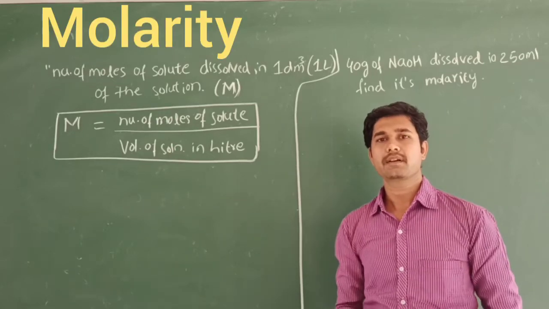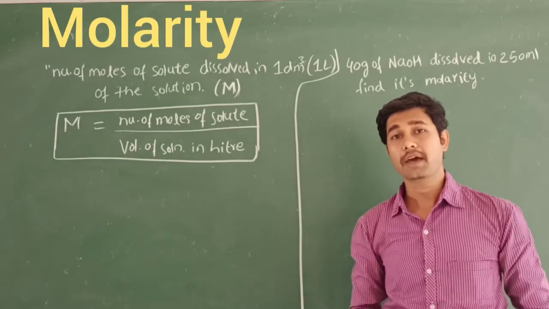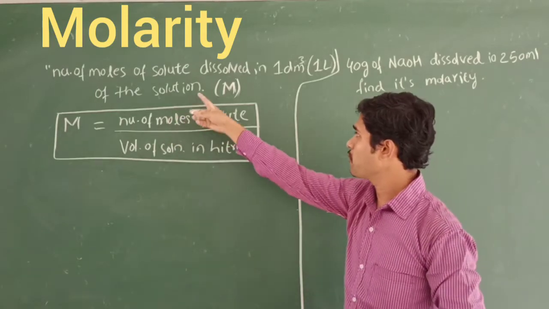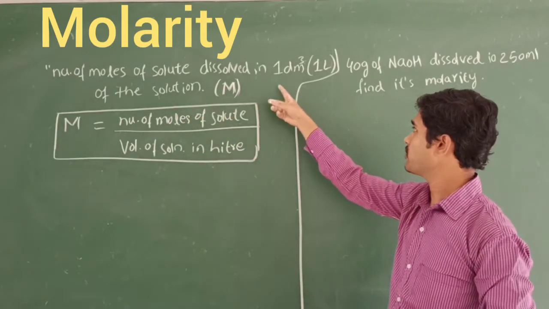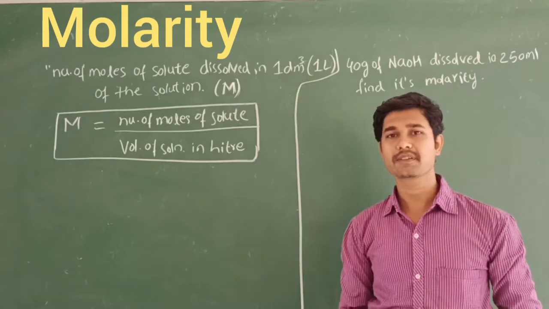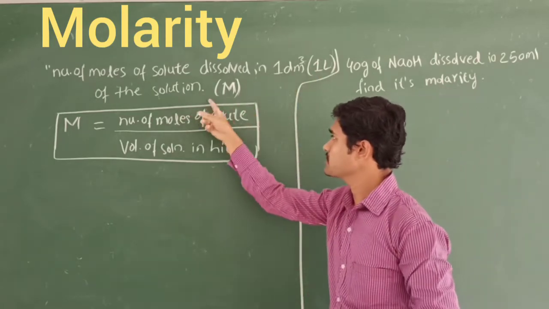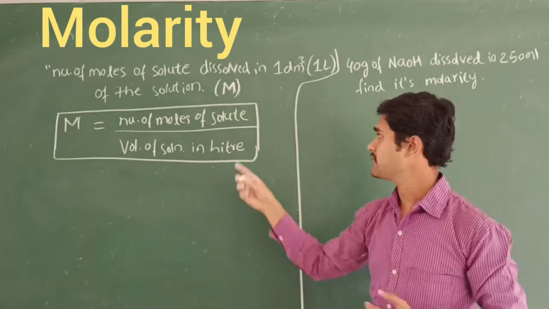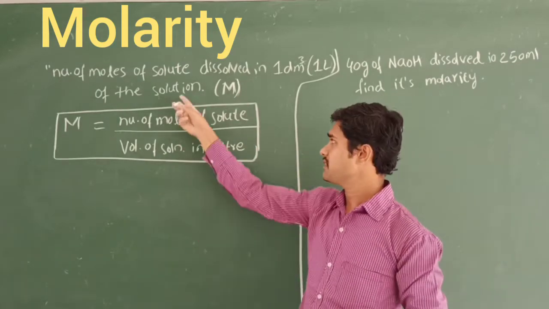Let's continue with the third concept, that is called molarity. So molarity we are going to define as the number of moles of a solute which is going to be dissolved in 1 dm cube. 1 dm cube is nothing but 1 liter of the solution. So here capital M is the denoted form of the molarity. So this is in definition form.